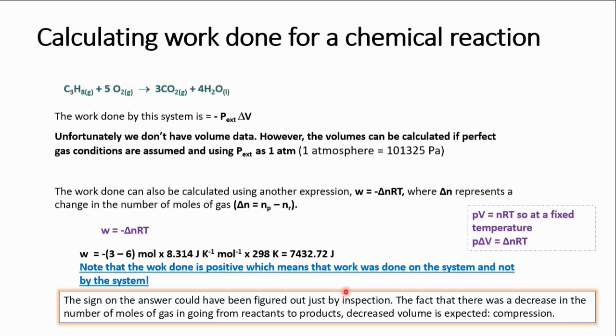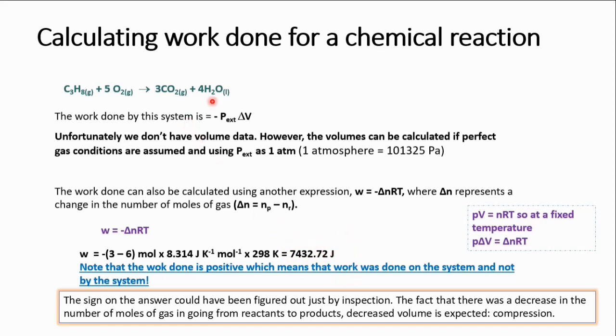We have to be very careful of what we say here. Look at the work. The work is positive, indicating to us that work was done on the system and not by the system. Okay? The fact that the value of work is positive indicates that work was done on the system and not by the system.